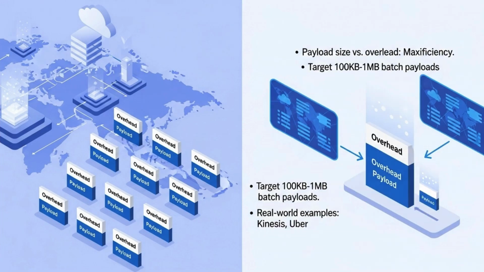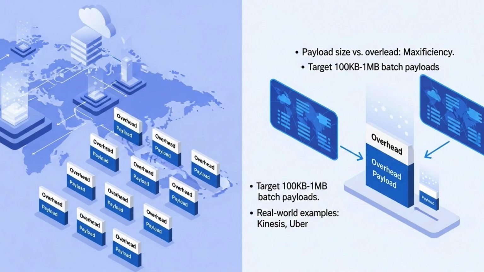Beyond just batching, we need to think about the payloads themselves for maximum network efficiency. Not all batches are created equal. A batch of 1,000 small logs behaves differently than 1,000 large logs. Network efficiency depends heavily on the payload size relative to the fixed overhead. Small payloads waste bandwidth on headers, while excessively large payloads risk timeouts. The sweet spot? Aim for 100 kilobytes to 1 megabyte batch payloads, regardless of the record count. This maximizes payload density and significantly reduces the overhead percentage.